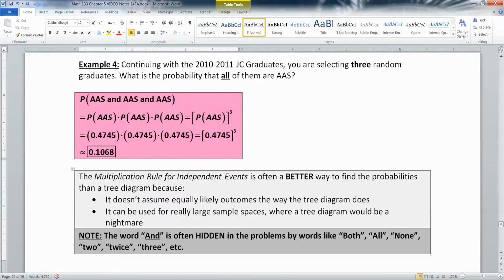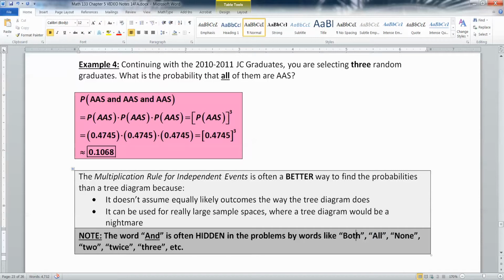So watch out for words like both, all, none, two or twice or three or thrice, those kinds of things, because they're usually hiding an "and" underneath it, right? If you have all of them, that means the first one and the second one and the third one. Or if you have none of them, that means the first one is not and the second one is not and the third one is not, things like that. So be careful. Multiplication rules often hide in unsuspected places.